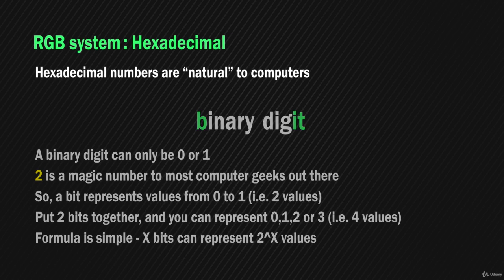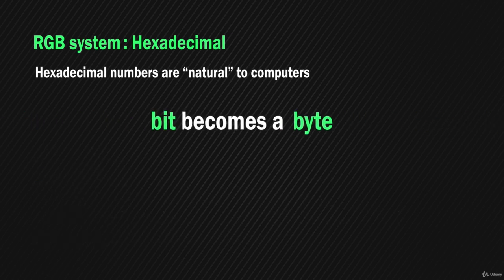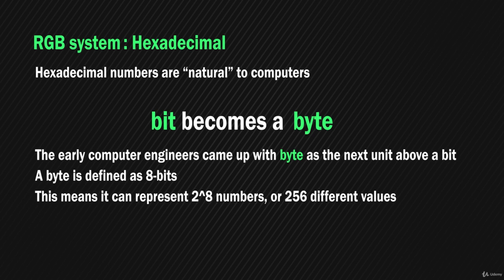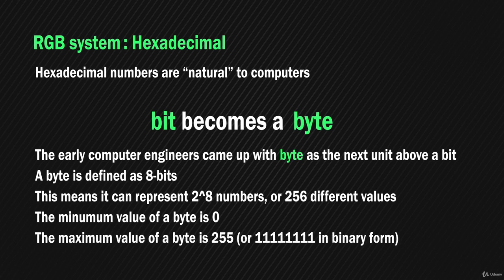A bit eventually becomes a byte. At some point, the early computer engineers came up with byte as the next unit above a bit. A byte is just defined as 8 bits. And this means that 1 byte can represent 2 to the power of 8 numbers, or 256 different values. And FYI, the minimum value of a byte is 0, and the maximum value of a byte is 255. Or if we want to look at it in binary form, it's just going to be the 8 bits, all being 1s.